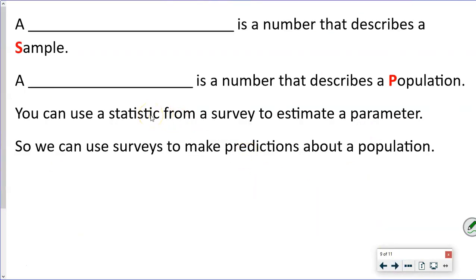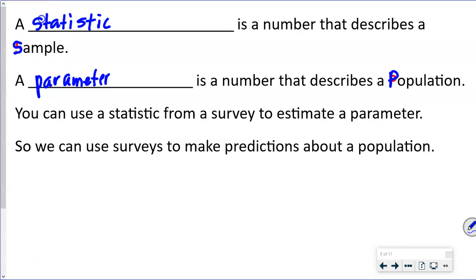So, our next thing is we're going to talk now about statistics and parameters. So a statistic is a number that describes a sample. We're looking at that S and S, statistic sample, okay? And a parameter is a number that describes a population. So the way I keep these straight is statistic sample, parameter, population.